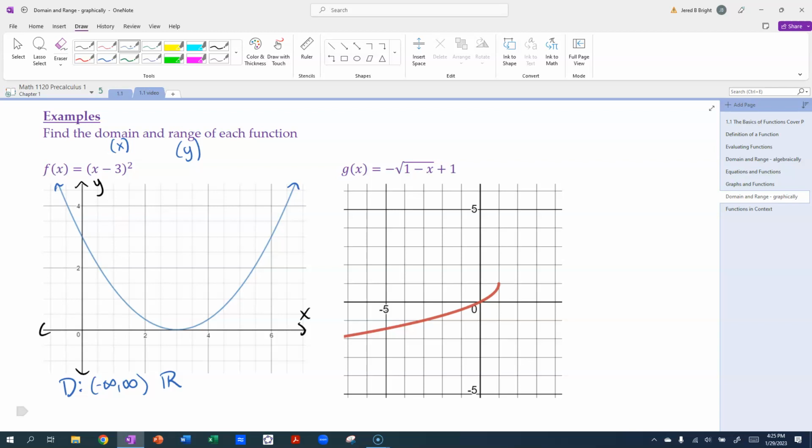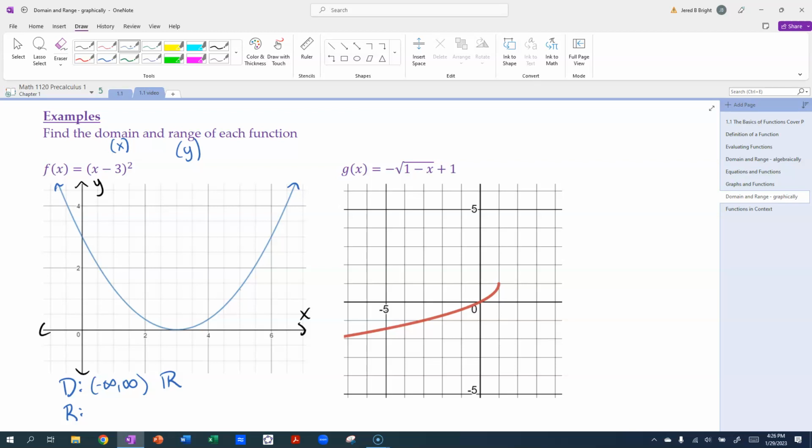Now, when we look at range, this is why a graph is super helpful, because I can say, okay, well, I can put in any x, and the y's are going to be above the x-axis, right? So like I put in 4, I get this. I put in 5, I get this. I put in 6, I get that. 2, I get that, right? Okay, this is fine.